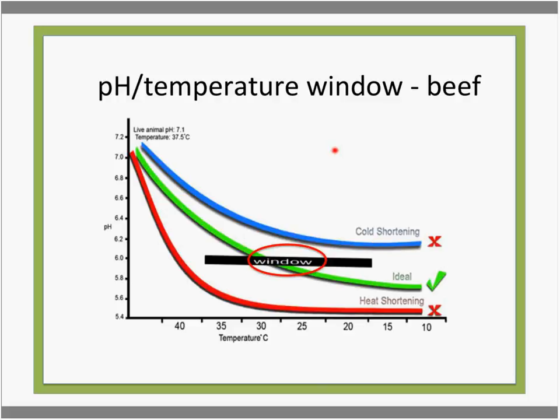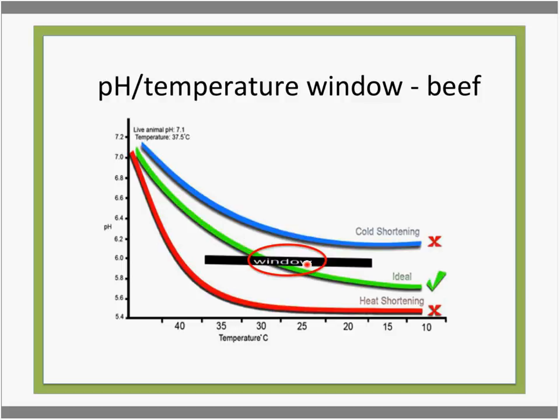Here is the graph that I think best describes cold shortening and heat shortening. So we talked about cold shortening, where the declining pH relative to temperature is slow, which results in us ending up with a pH that's higher than we expect. And then if that declines too quickly, we end up with a pH that's lower than we expect. This is our pH.